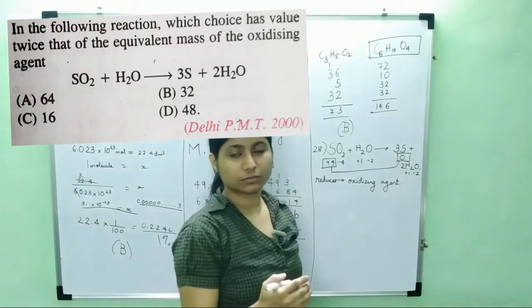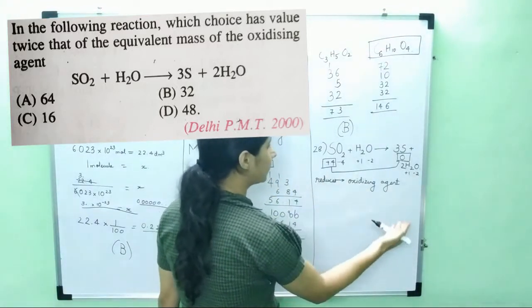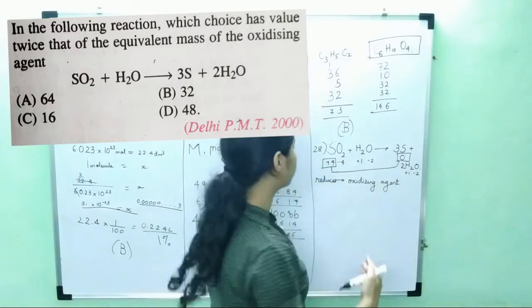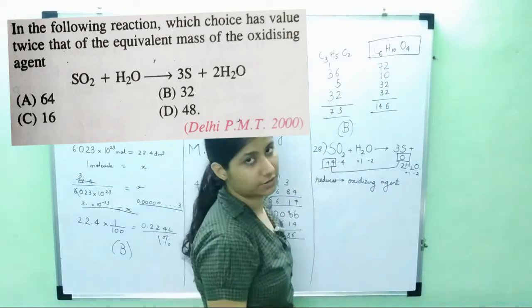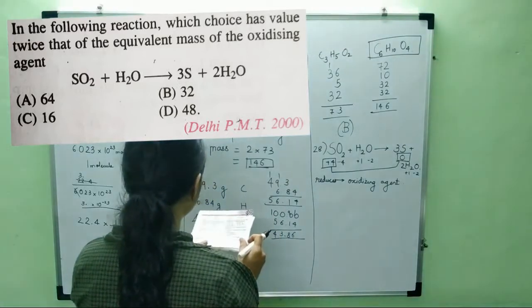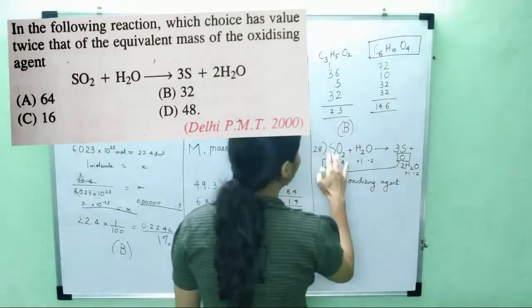The one that is reduced is the oxidizing agent. So there is a gain of electrons. Since it has gained electrons, it has got reduced. The other species has got oxidized. So what I have to find out is which choice has twice that of the equivalent mass of the oxidizing agent. So I have to find out the equivalent mass.